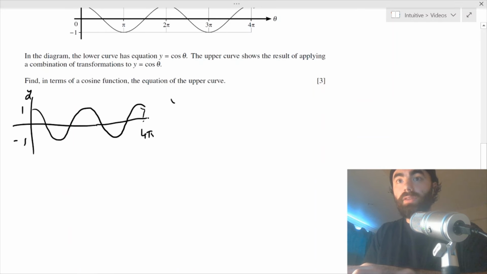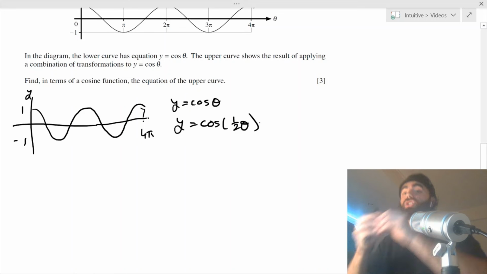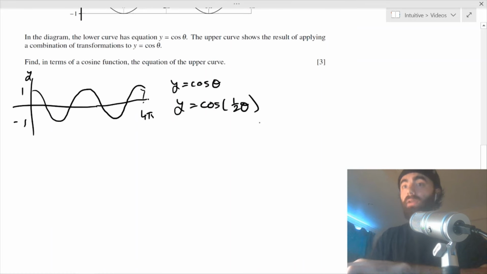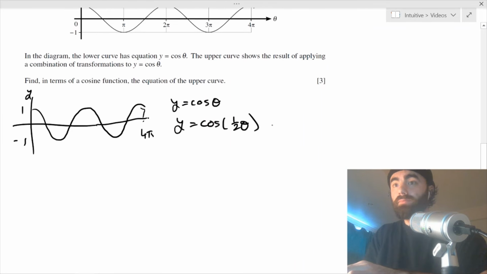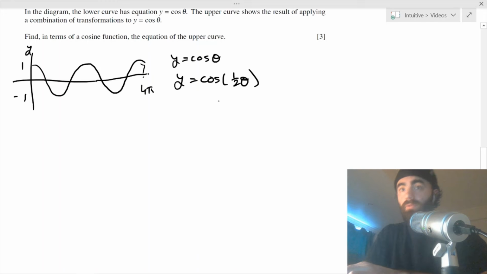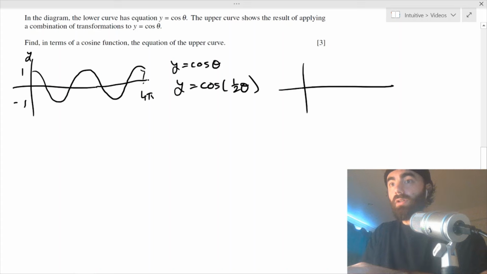So if this is y equals cos theta, well then y equals cos of a half theta, because we're stretching it by 2 in the x direction, meaning we half that thing, like I explained at the start. And you need to understand this, and this again just comes down to your understanding of trig functions. Well, this is going to look like this now, where this is 4 pi. This is 1, minus 1, right? And that is at 2 pi, which now has the similar shape of that top one.